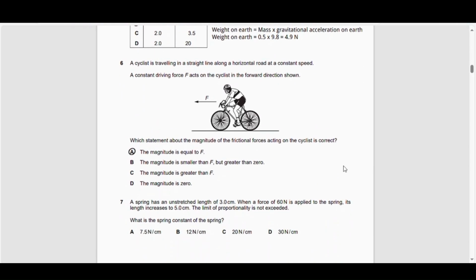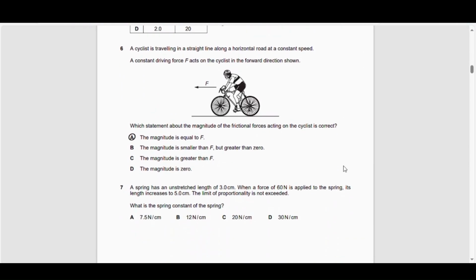So if we move to question 6, we've got a cyclist traveling in a straight line along a horizontal road at a constant speed. A constant driving force F acts on the cyclist in the forward direction shown. Which statement about the magnitude of the frictional forces acting on the cyclist is correct? So you have been given a clue here. The cyclist is traveling at a constant speed and in a straight line. And they've got a force F that they are exerting on the bike, which makes the bike move forward, the constant driving force F.